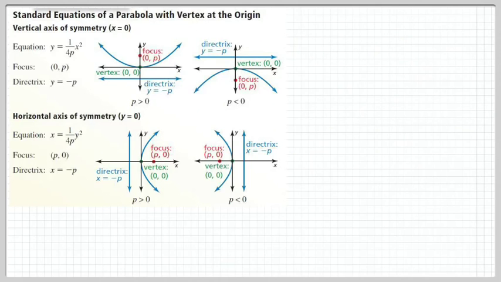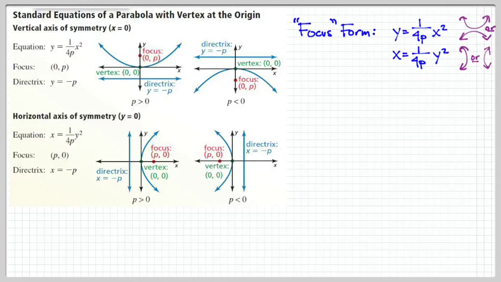That leads us to what I call focus form. This is now the fourth form. We've learned vertex form, standard form, intercept form. This is our fourth form, which is focus form. And by its name, what it tells us is the focus information.